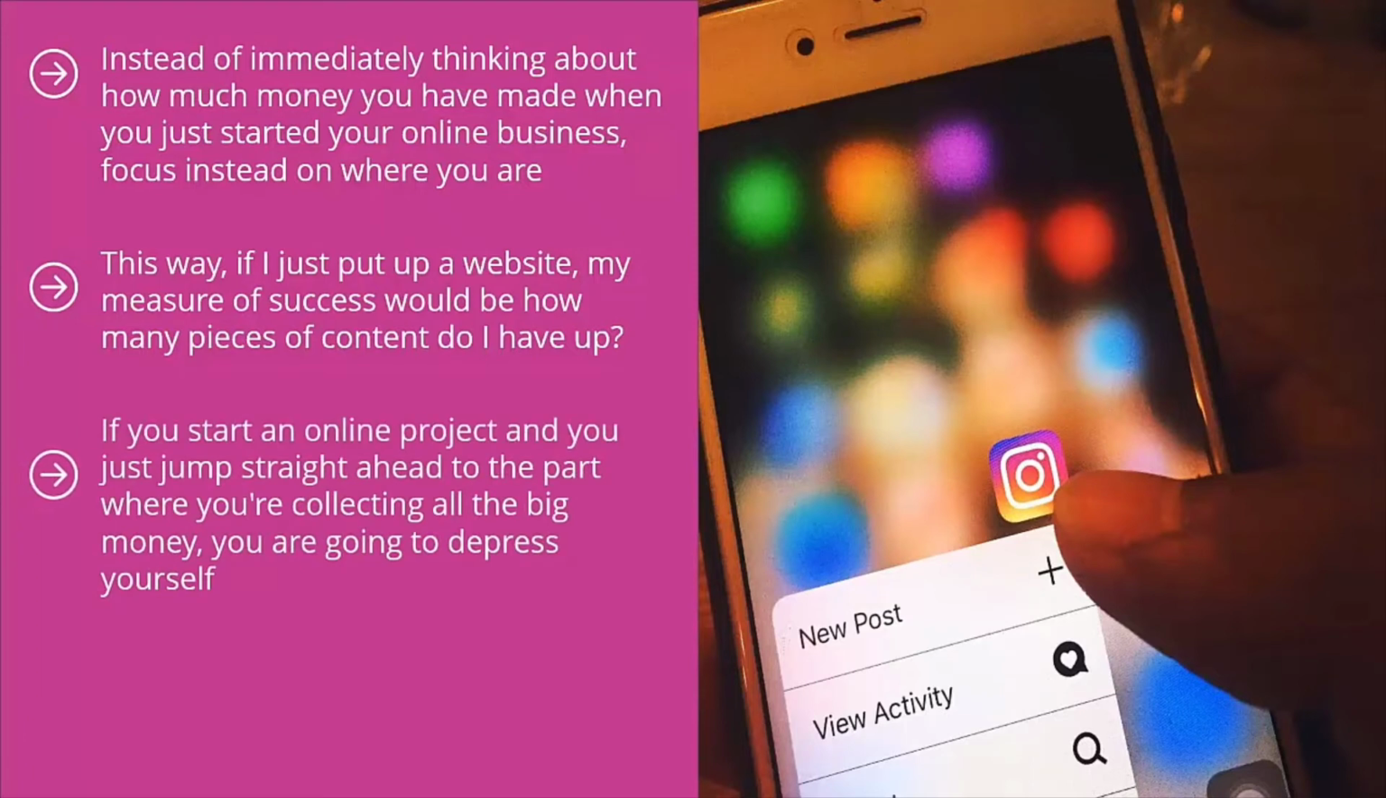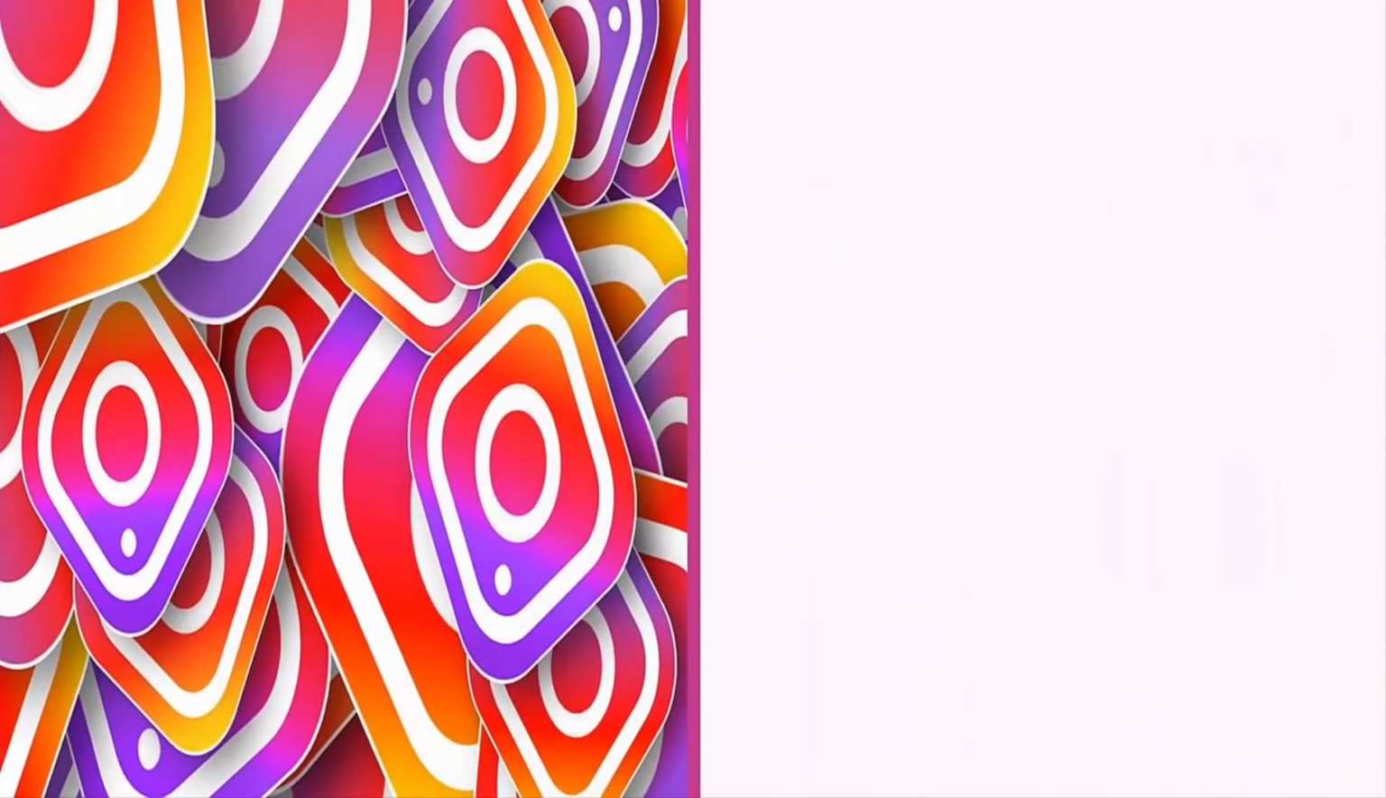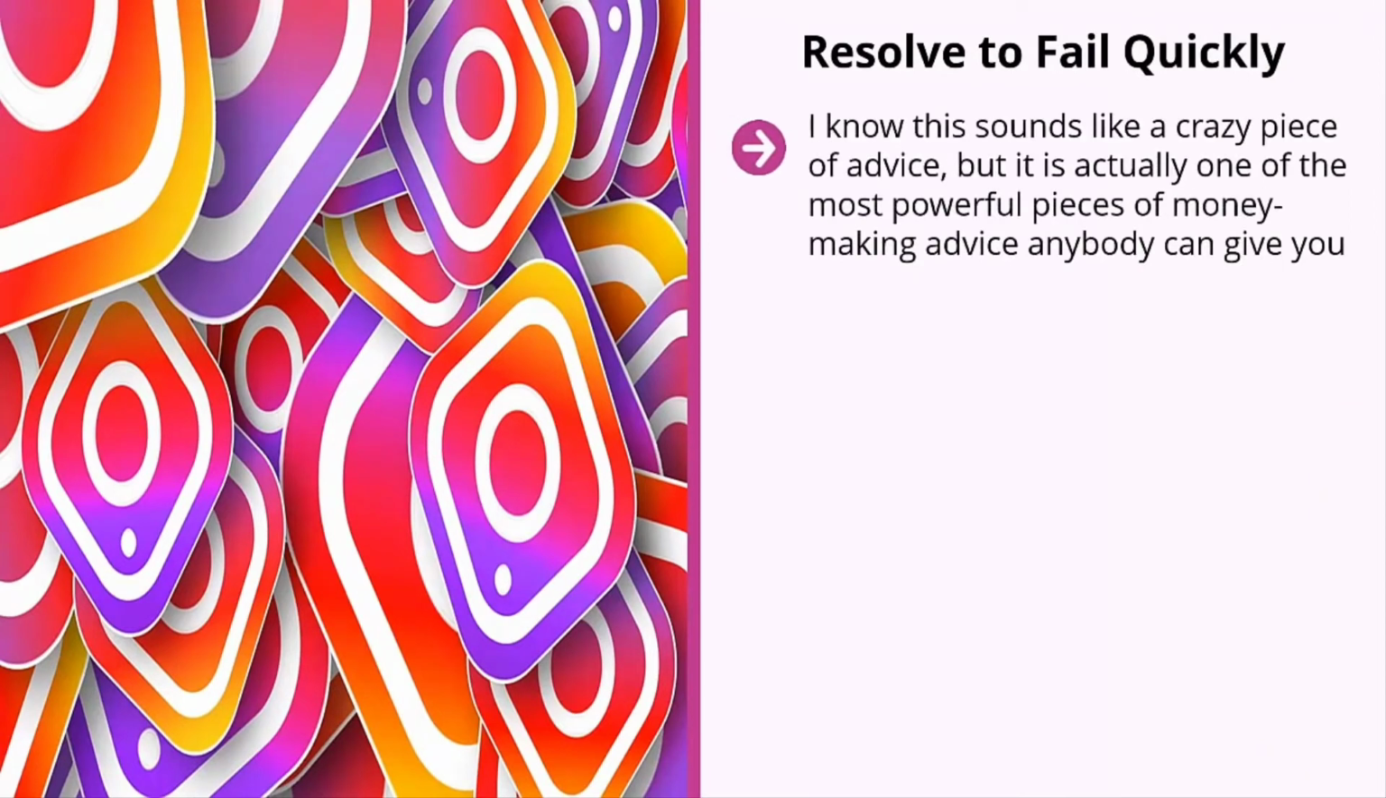If you start an online project and you just jump straight ahead to the part where you're collecting all the big money, you are going to depress yourself. That's really what you're going to be doing. You're going to discourage yourself because, obviously, the big money doesn't appear then. It appears at the end of the process when everything else has been built up. Resolve to fail quickly. I know this sounds like a crazy piece of advice, but it is actually one of the most powerful pieces of money-making advice anybody can give you.